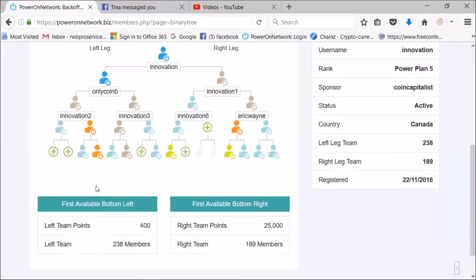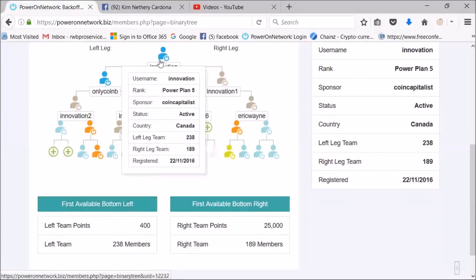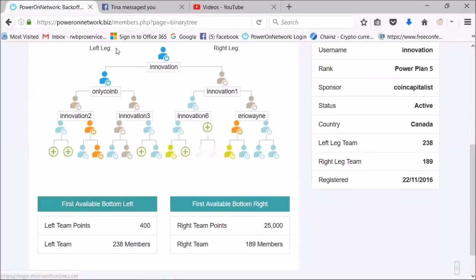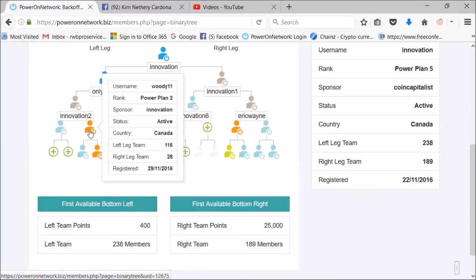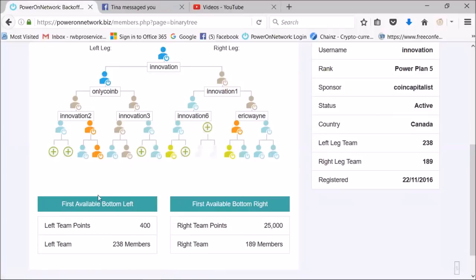And then let's say that I want the first available bottom left of this person, okay? I would click that and it would take me down to the first available bottom left, which would be here, okay? But let's say I want to go the first available bottom left underneath this person. Well, I would need to click that person first. They would end up coming up to the top, and then I would click first available bottom left for that person, okay? And so forth and so on. You can do it on your right side as well.